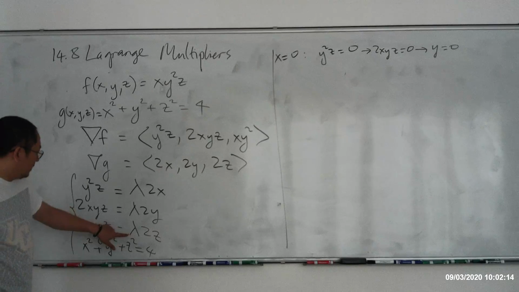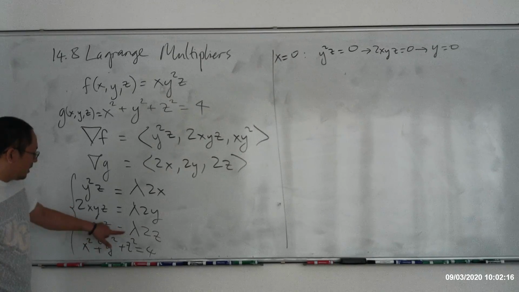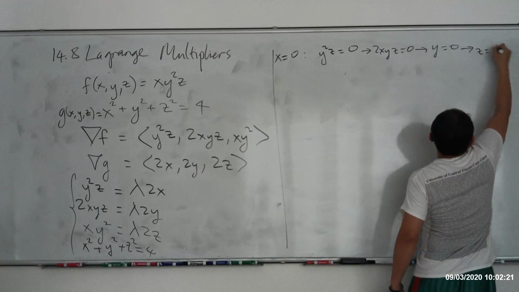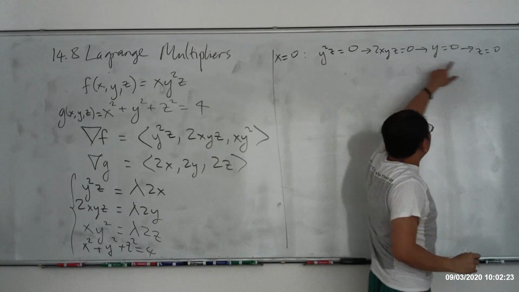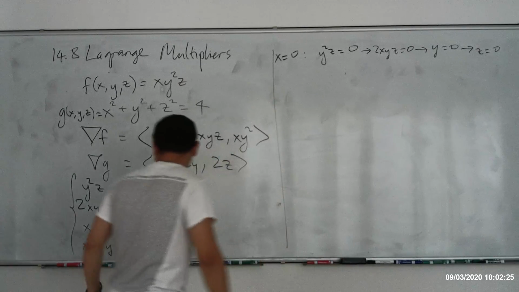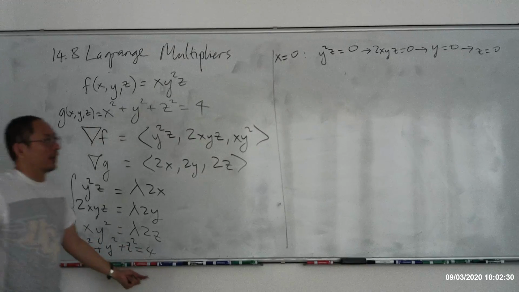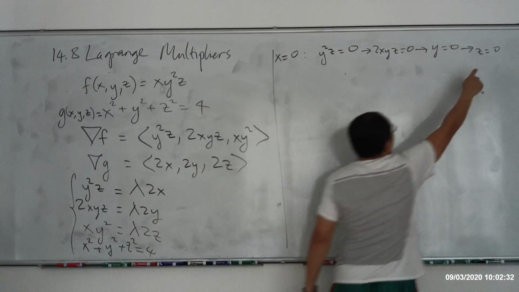then x y squared equal to 0, so z is equal to 0 as well. And you got z is equal to 0 as well, so all x 0, y 0, z is 0. All x, y, z equal to 0 is going to contradict with here. So x squared plus y squared plus z squared equal to 4. Cannot happen. Okay? And this is not a solution.